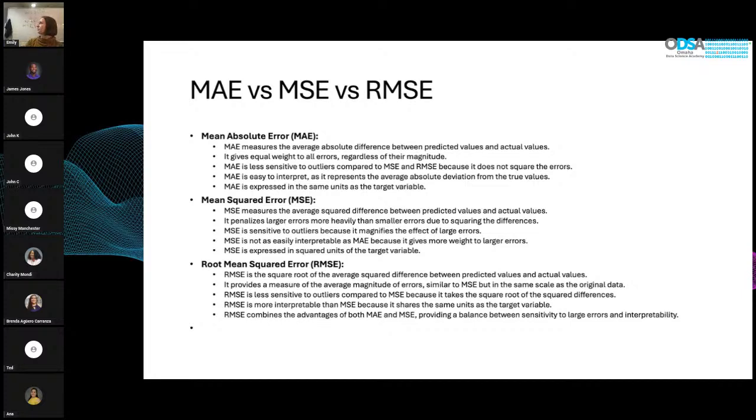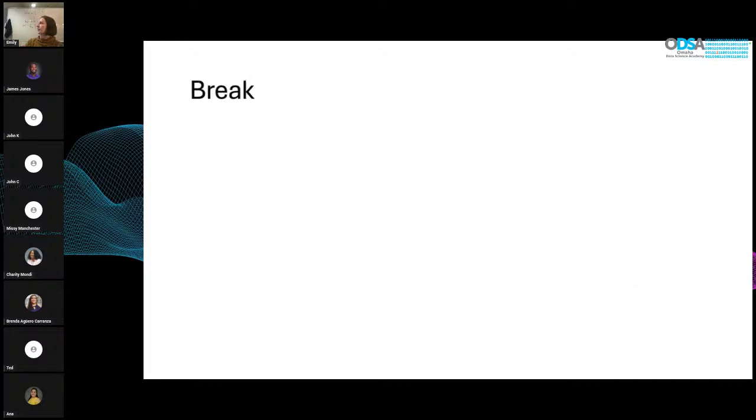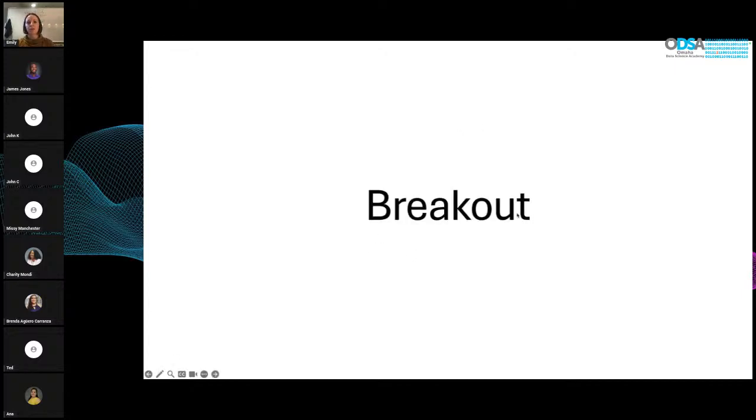All right, we already took our break because I'm going slow. So now we're going to jump to our breakout. For the breakout today, if you could go to the student folder, sorry I didn't link that today, but you know where that location is. And download the MAE, MSE, RMSE notebook.